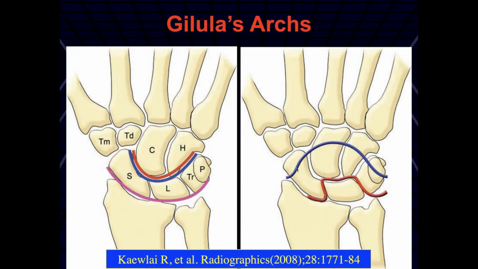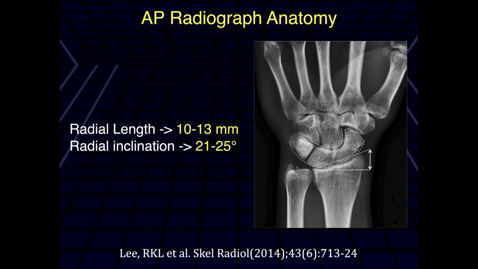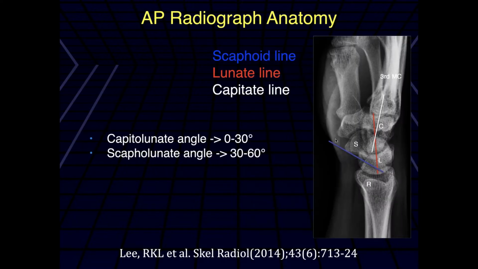And remember, most injuries are either distal injuries or proximal injuries in one of these two planes, greater arc and lesser arc. So when we're looking for the positioning of the bones on X-rays, you typically can look at the radial scaphoid size, which is typically between 10 and 13 millimeters, and the radial inclination is typically between 21 and 25 degrees, and you can see nice, smooth Gilula's arcs, all three of them, in a normal.